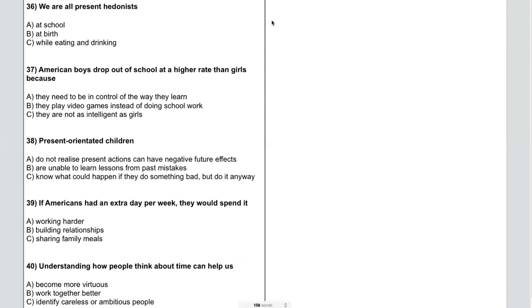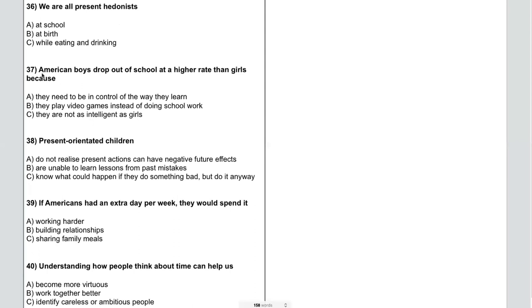Okay, and that is what you would hear in the very beginning of your listening prompt. So let's start with step 1, reading the questions. Number 36, we are all present hedonists. Now, this is already an excellent keyword. If you're familiar with this, you already have an idea of what the topic for section 4 would be. If you're not familiar with it, that's fine. You'll just have to keep on reading to get more of an understanding before listening.